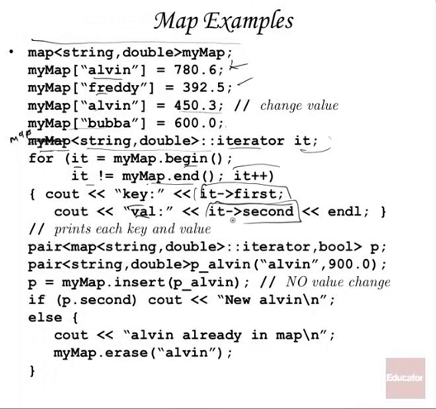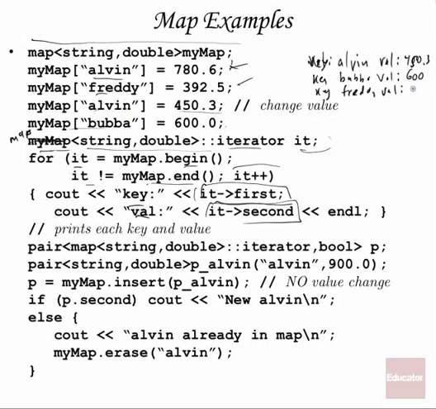So in order, this would be Alvin. It would say key, Alvin, and then val, what I changed it to, which is 450.3. And then it's in order of the key, so next will be Bubba, and its val for Bubba is 600. And then finally, the key for Freddie, and the val for Freddie is 392.5. So that's looping through using the iterators, which will print each key and each value.